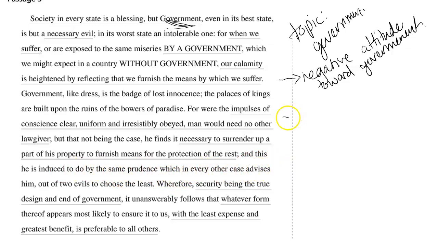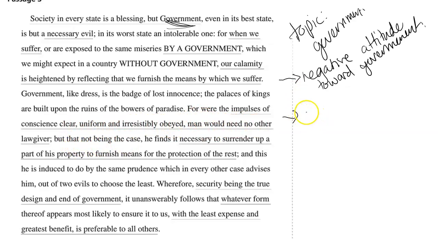So here, I'm going to go ahead and annotate just for some main idea. So going back to our module in module 2, where we see where the impulses of conscience clear, uniform, and irresistibly obeyed, man would need no other lawgiver.